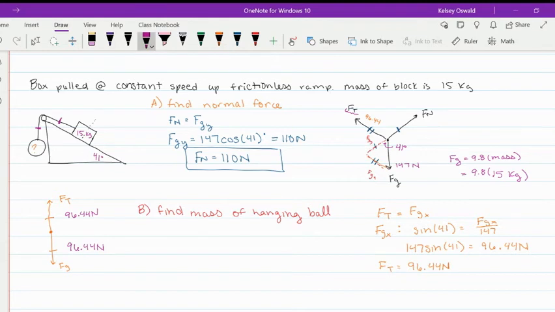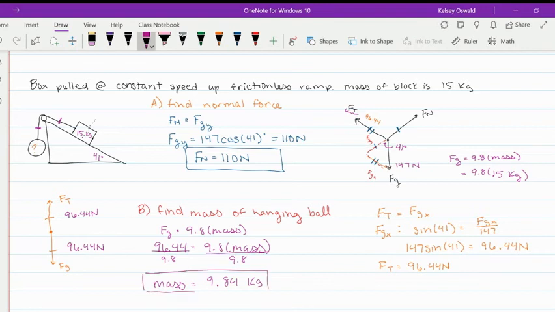So once we know our force of gravity, now we're able to find our mass, because we know our force of gravity is equal to 9.8 times our mass. We just found our force of gravity is 96.44. So in order to find our mass, you're just going to want to divide each side by 9.8. And we will find the mass of this unknown ball is going to be equal to 9.84 kilograms. Mass is always going to be given or solved for in kilograms. Awesome.